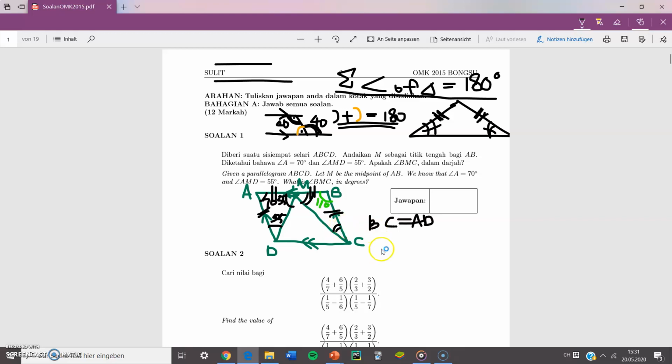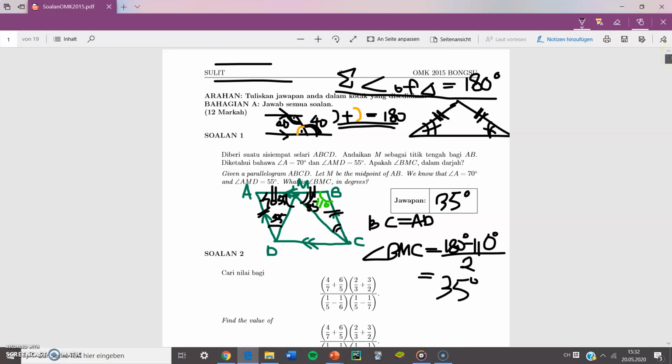Okay, so how should I find my BMC? Give me a minute. BMC equals 180 minus 110 degrees, divided by 2, because only two angles are involved, equals 35 degrees. Okay, voila. So our answer is 35 degrees. Bravo.